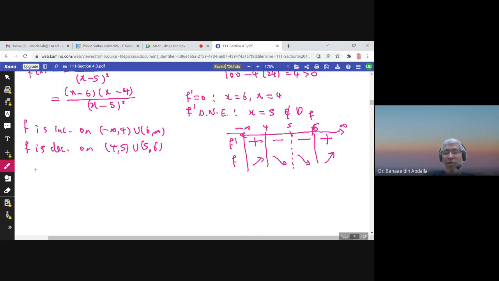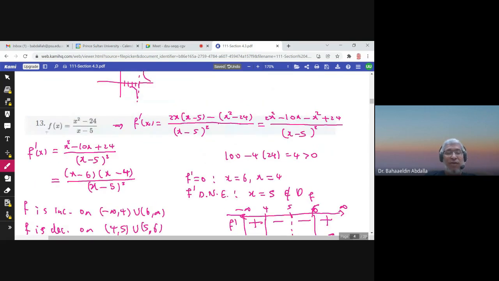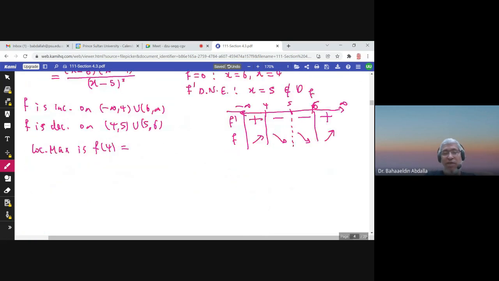And now what about the local maximum and the local minimum? We have a local maximum. What is the local maximum? It is f of 4. And how do we find f of 4? We use the definition of f of x. So f of 4 would be 4 to the power 2 minus 24 over 4 minus 5. And the answer is 8. So actually f of 4 is 8 and 8 is the local maximum.